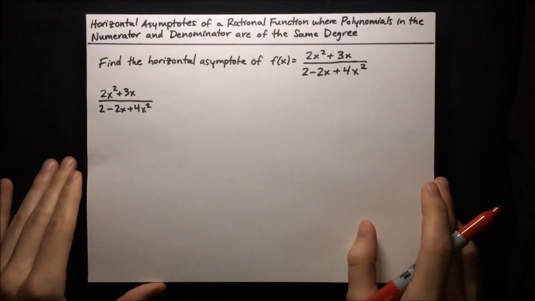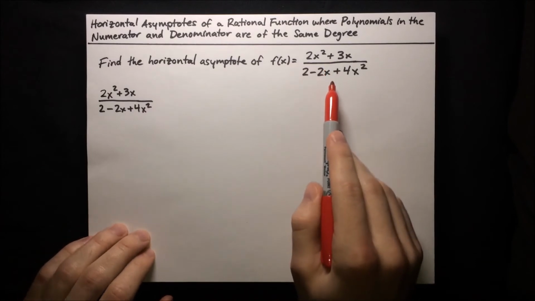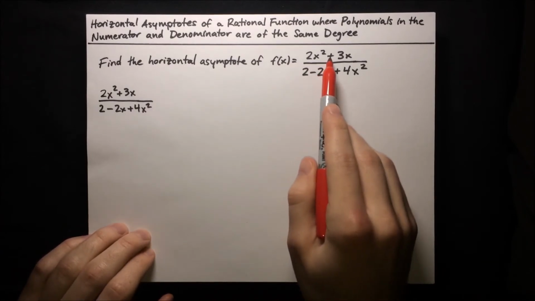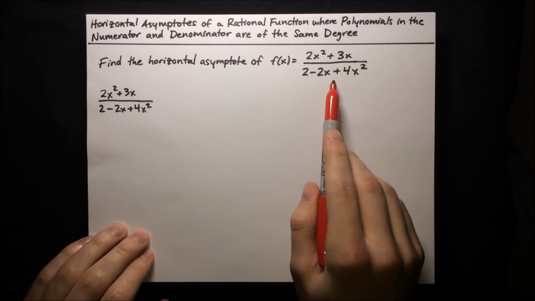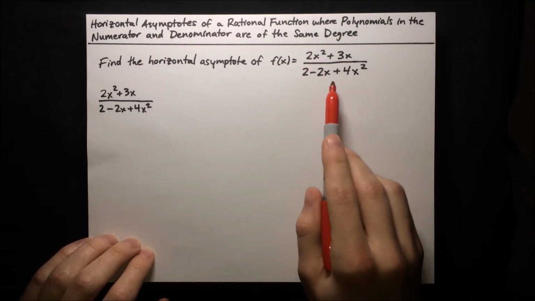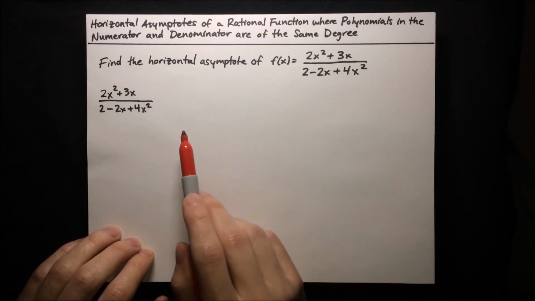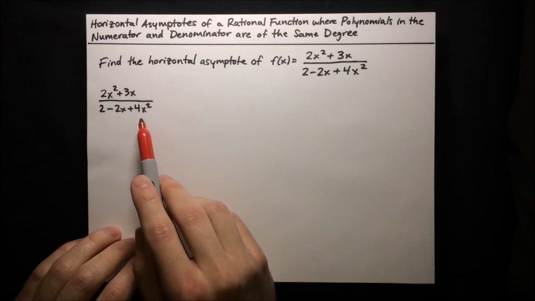Here's another example. We still want to find the horizontal asymptote of the function, but this time we've got second degree polynomials on the top and the bottom. And the terms are a bit out of order. But the process is really still the same. We start out by finding the leading order term of the denominator. That just means the term with the highest degree.